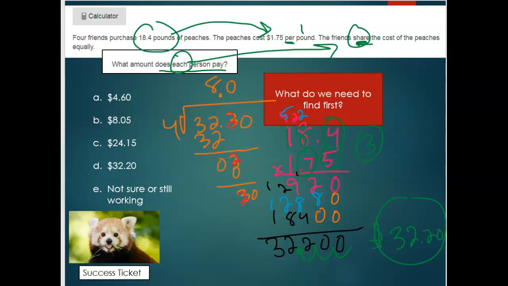2 minus 0 is 2. How many times does 4 fit into 20? It's just going to be 5 times. 5 times 4 is 20. So we're done. It comes out to $8.05.